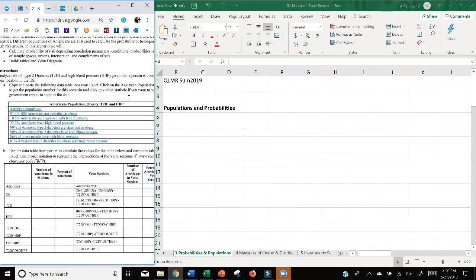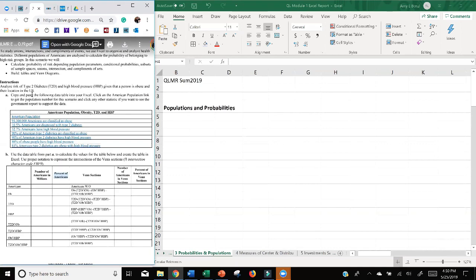So the first instructions say to copy and paste the following data table into your Excel. Now, I have never provided data tables to copy and paste before. You always just had to make them. So if you can't get it to copy and paste, please don't be frustrated. Just type it in. Like I said, I've never provided the tables before, so this is something you get that the other semester scholars did not get.